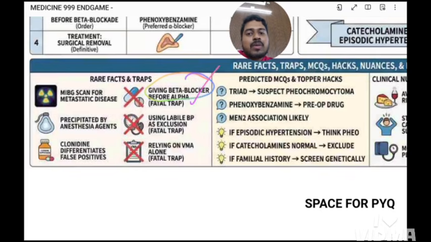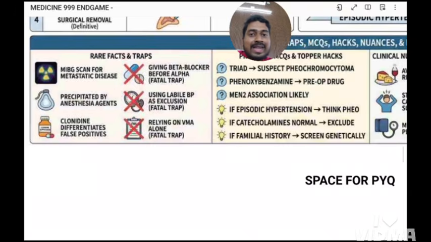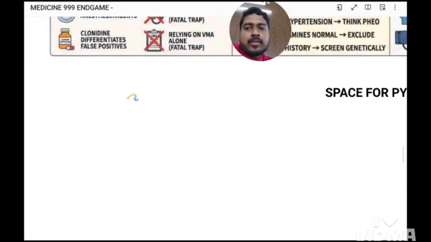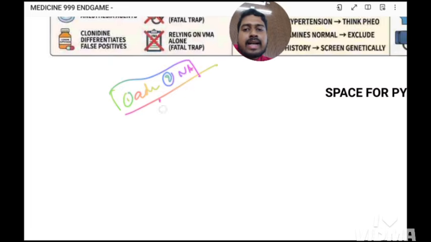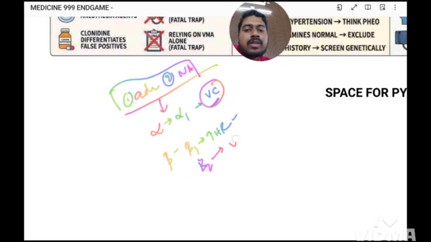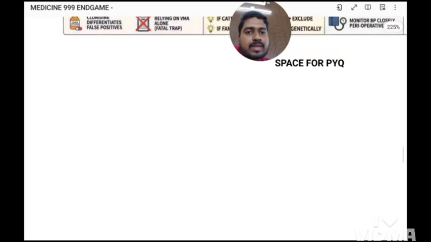Next, giving beta blocker before alpha. This is a deadly trap actually. Why is this? See what happens in pheochromocytoma. There is increased adrenaline, and second there is increased noradrenaline. Both of these act on alpha receptors as well as beta receptors. In alpha, the action is basically vasoconstriction. Beta 1 is for increased heart rate, that is tachycardia, and beta 2 actually causes vasodilation in the skeletal muscles. So this is the basic layout.